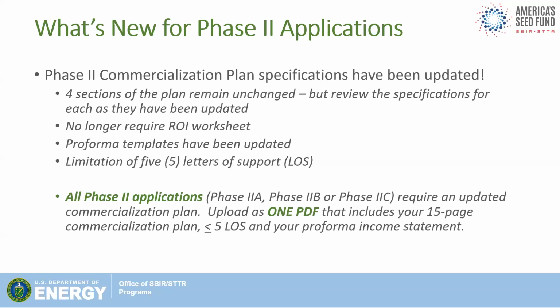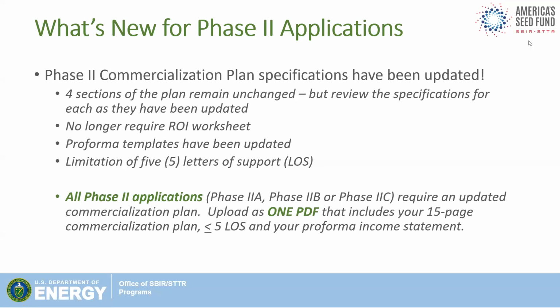The return on investment worksheet is no longer required in your application. You still do have to submit a pro forma form, and there have been some updates on the website of those templates. I think that only one of the templates has been updated at this point, but go grab the latest from the website and make sure you're using that version. We have also instituted a limit of 5 letters of support in your Phase 2 application.